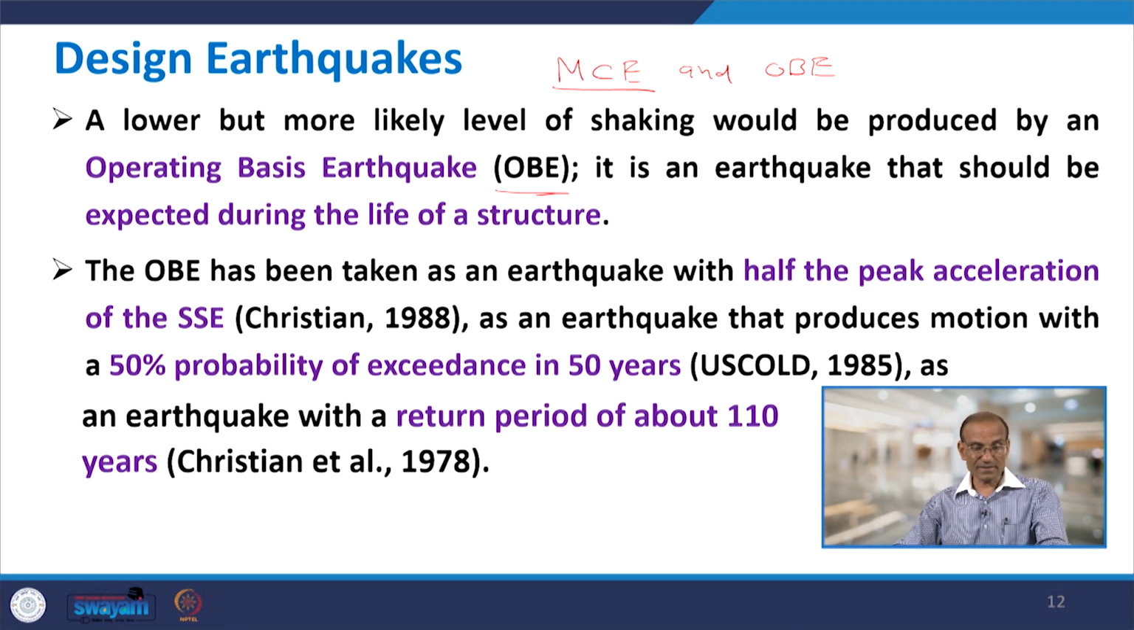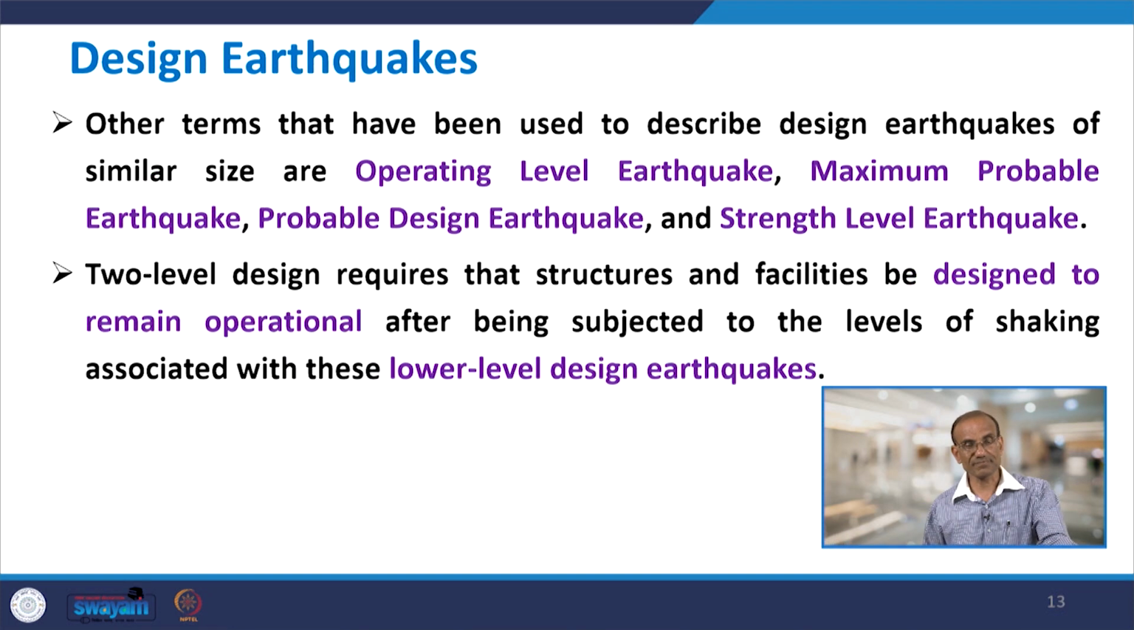Then other researchers have said that with a return period of about 110 years, we call it OBE. Normally OBE is linked with MCE, and most of the time it is taken as approximately half of the MCE in the simple definition. Other terms used for OBE are operating level earthquake, maximum probable earthquake, design earthquake, and strength level earthquake. So, for MCE you have different terms, and similarly for OBE you have a number of terms, but ultimately you have two design earthquakes.